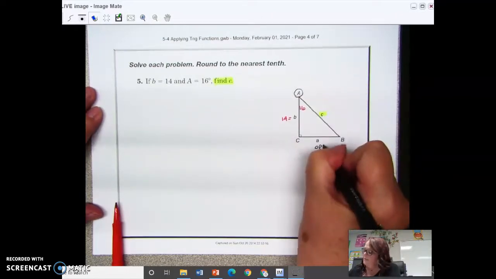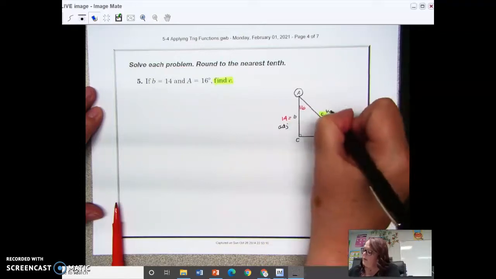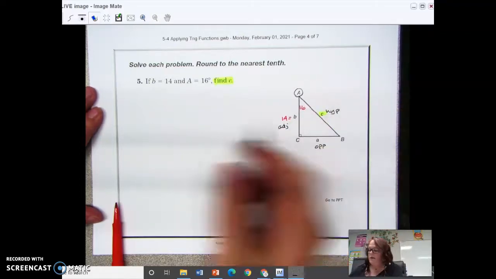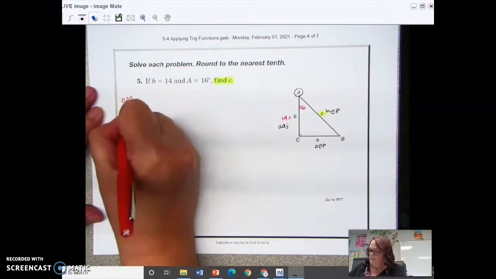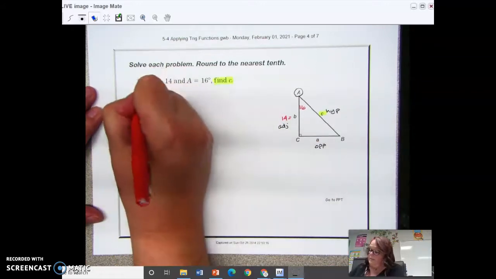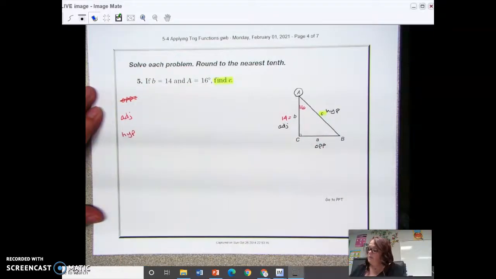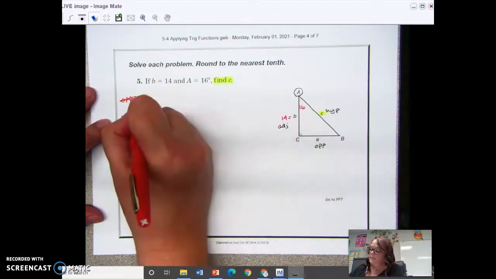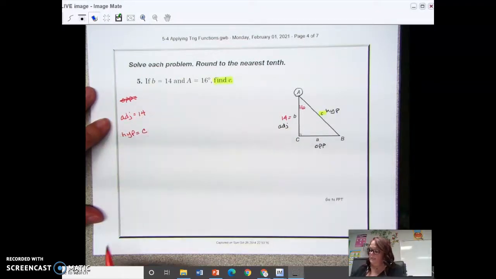My opposite is going to be down here. My adjacent connects it to the right angle, and the hypotenuse doesn't touch the right angle. So if we do opposite, adjacent, and hypotenuse, the opposite has a length of A, but I don't care about it. I don't know the length, nor do I care to know. My adjacent has a length of 14, and my hypotenuse has a length of C.